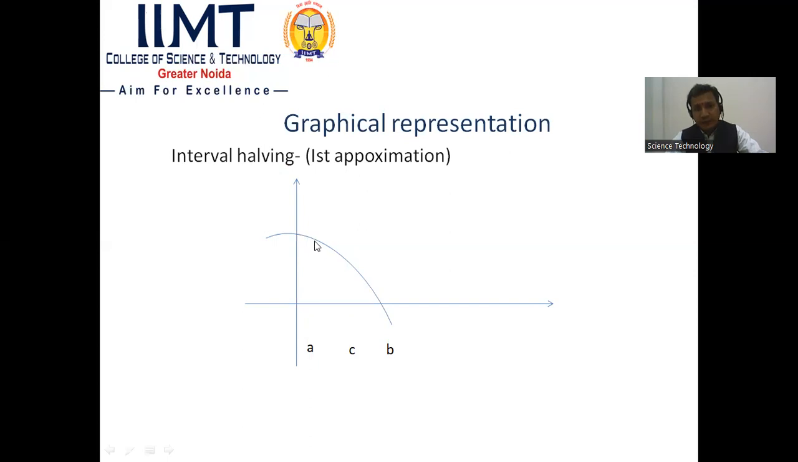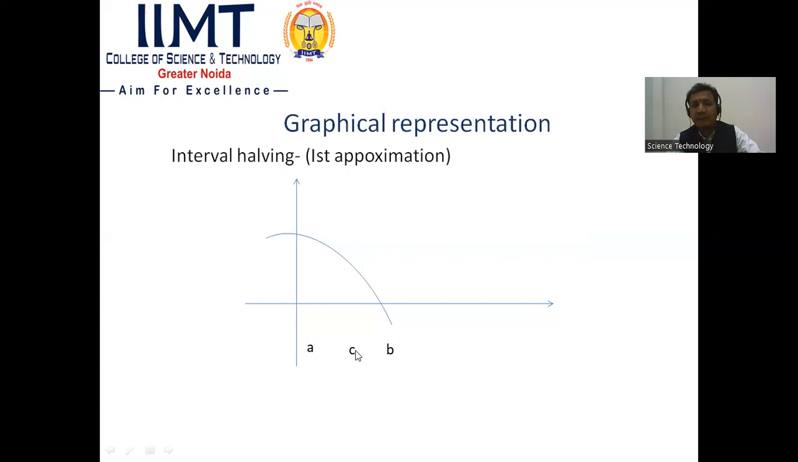This is a graphical representation of first approximation. We have taken an interval AB. In this interval, the functional value is positive at one end and negative on the other end. We apply the formula for getting C, the first approximation. So this way we will get 3 points A, B and C.